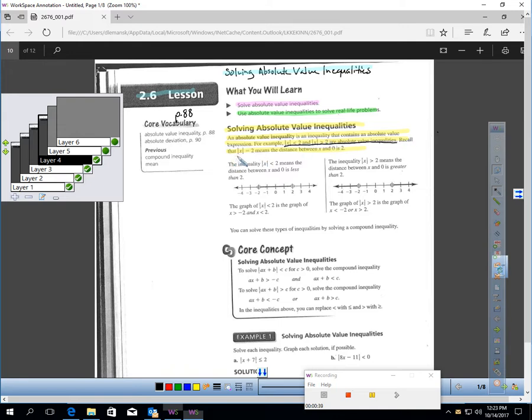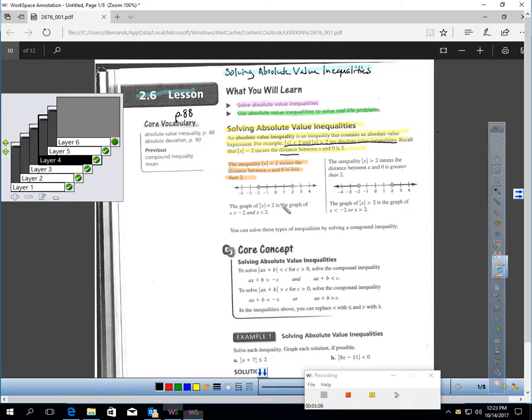Recall that the absolute value of x equals 2 means the distance between x and 2. Absolute values are always going to produce positives because distances are always positive. One other thing to remember, from chapter 1: absolute value equations always produce two solutions. That's going to be an important factor today.